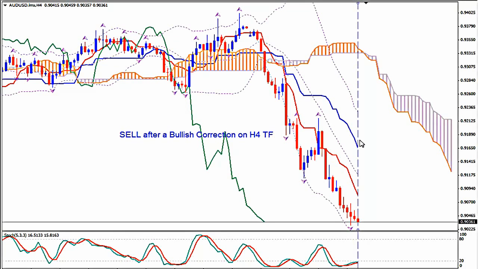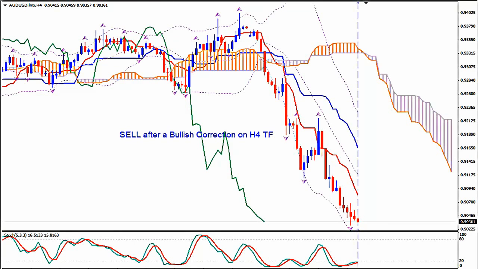Stop loss placement. If we enter short in the vicinity of the median Bollinger Band on H4 time frame, placing our stop loss at the upper Bollinger Band or a few pips above it, or above the upper border of the Kumo would be ideal. Alternatively, you can place your stop loss 100 to 150 pips away from your entry, in this case above your entry.